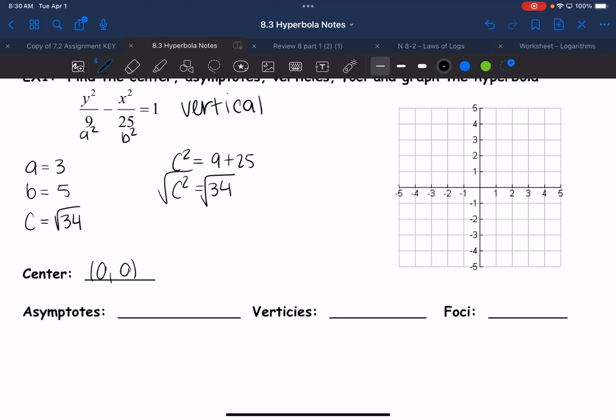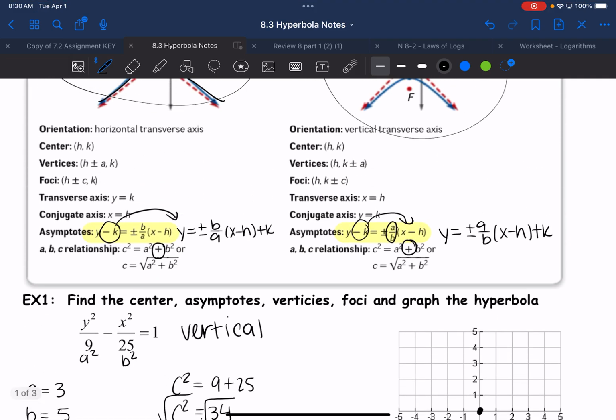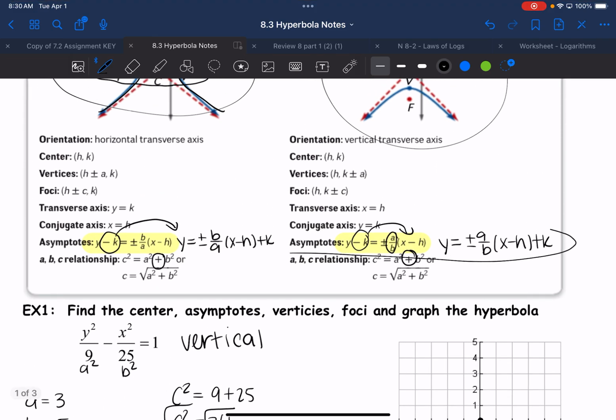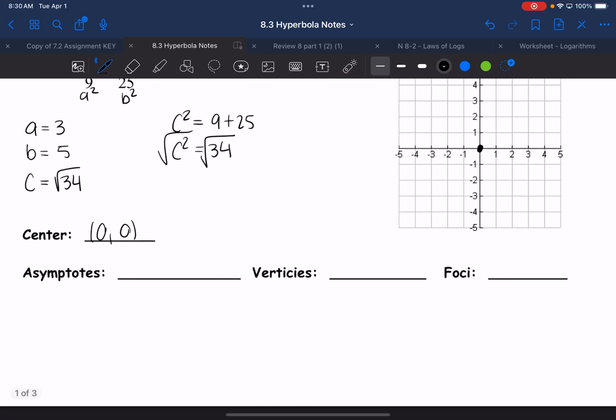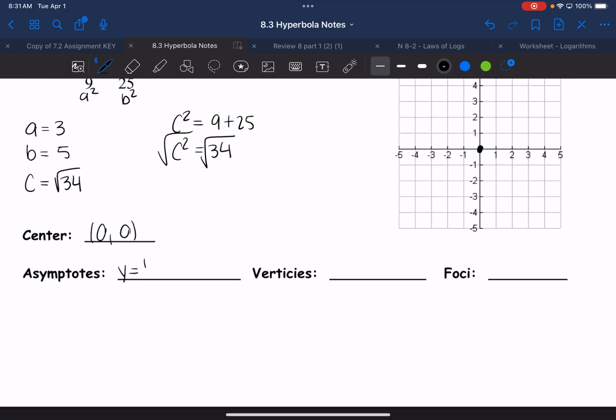So we know our center is at 0, 0, and whenever we go to plot our other points, we know we're going to run vertically. All right, so it says to come up with the equation of the asymptotes. If you look back here, that would be this equation, right? Y equals plus or minus A over B. So for us, this would be Y equals plus or minus, what would our A over B be?